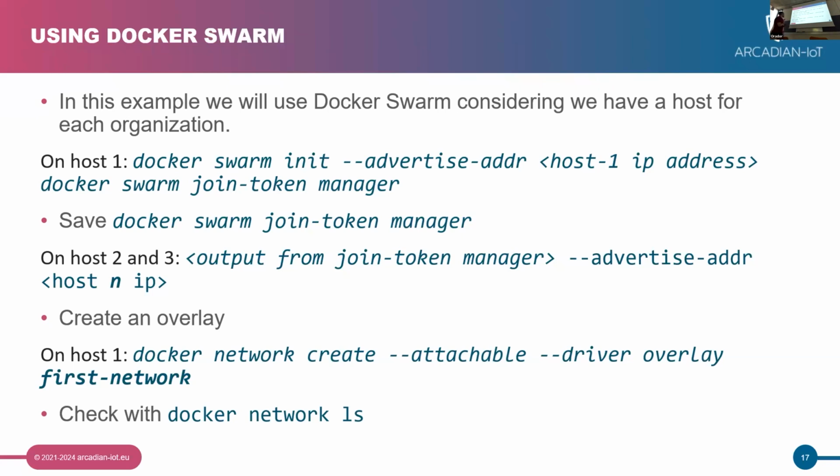Then you have to create an overlay network to establish the connection between the 3 hosts. Then, to check everything is correct, you have to perform a docker network ls, and then you will see that there is a first network on every host.